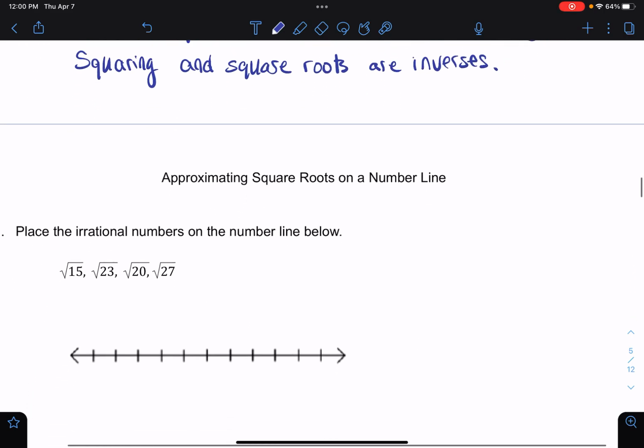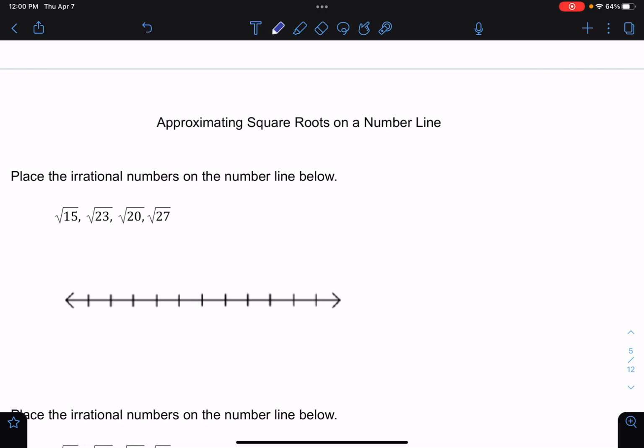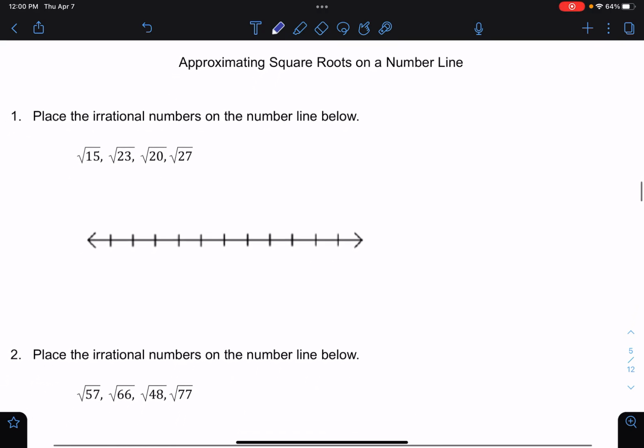All right, moving on to the next page over. We now need to place these irrational numbers on the number line below. We haven't actually talked about what an irrational number is yet, my bad, sorry about that. But what we're going to do on our number line is place perfect squares, and place numbers and their square root equivalencies underneath them.